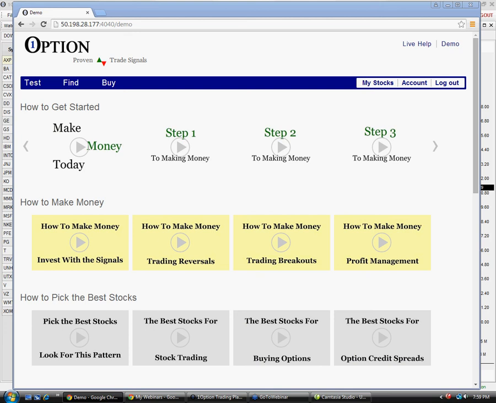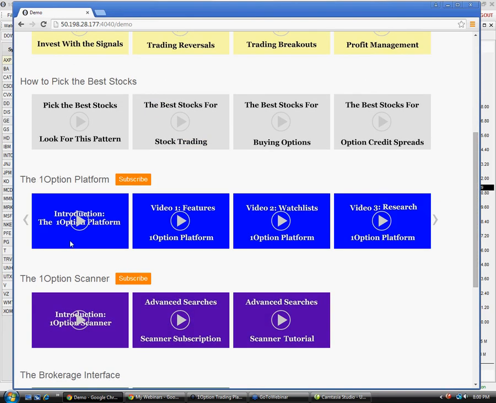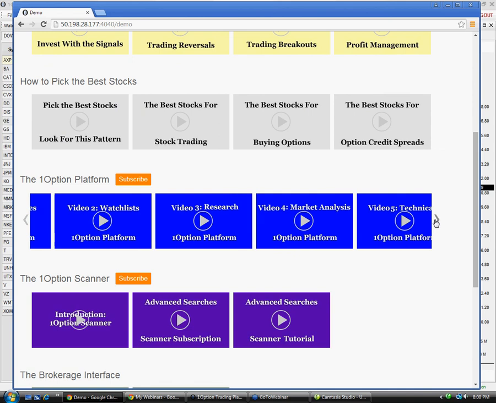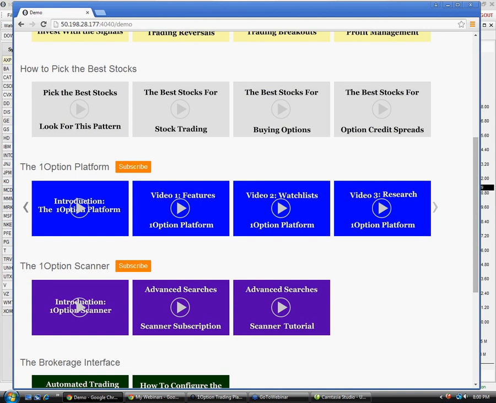And the platform is really easy to use. I mean, it's got a lot of features. I didn't want to spend too much time on it. If you think you're interested in the platform, there are 8 videos that will be on the website, and they go through everything from charting to fundamental analysis to market commentary to top-down approach, lists, scans, everything. So just watch the videos and you'll have a good idea of what it offers.